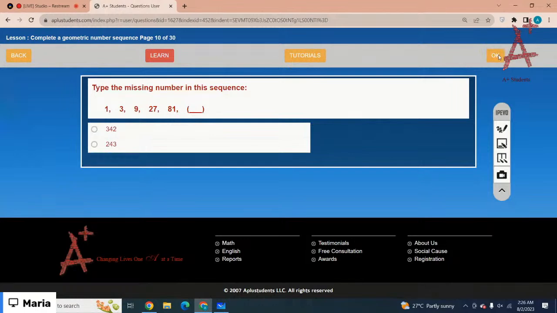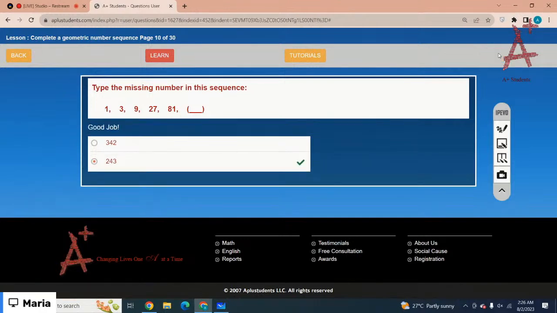Yes, the next number is 243 because you can get the next number by multiplying the previous one by 3. So 81 times 3 is 243. Very good. So the next one is 243.